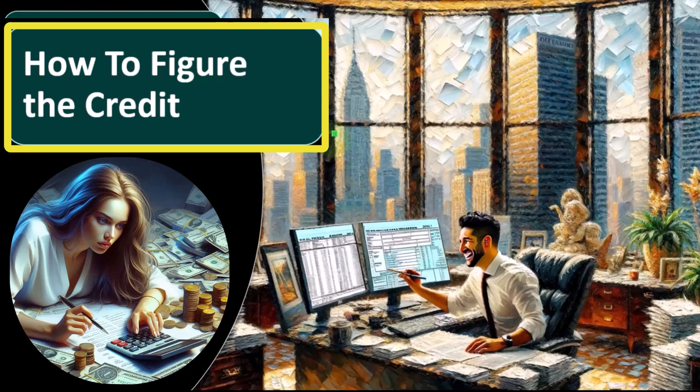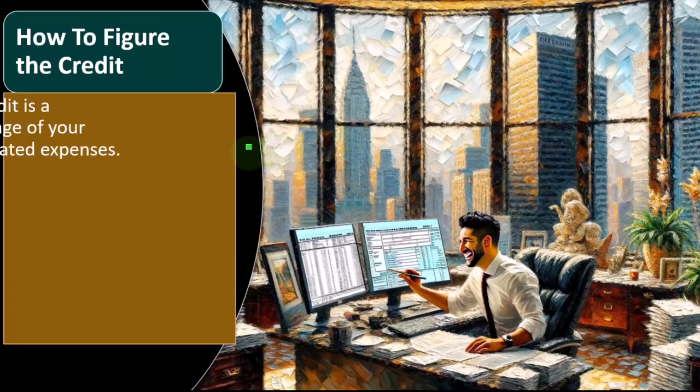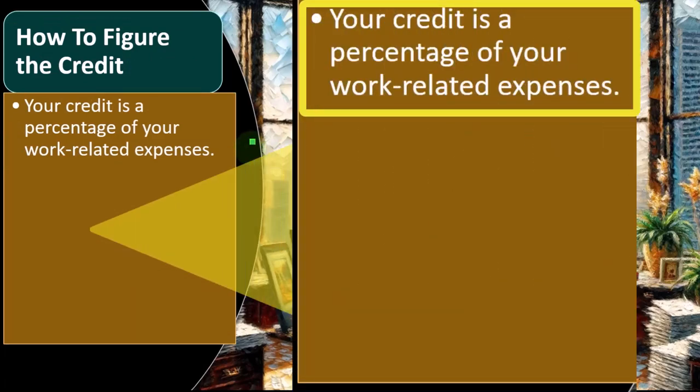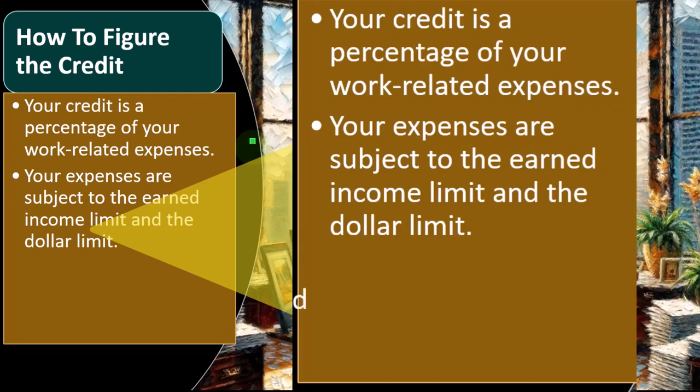Now we want to get down to how to figure the credit. Let's get down to the actual calculations here. So your credit is a percentage of your work-related expenses. Your expenses are subject to the earned income limit and the dollar limit. So we're going to basically have to say, okay, this is going to be the qualified amount for the credit that we are paying. And then we'll have to think about what kind of limits we might have in terms of the cap that we can be claiming.